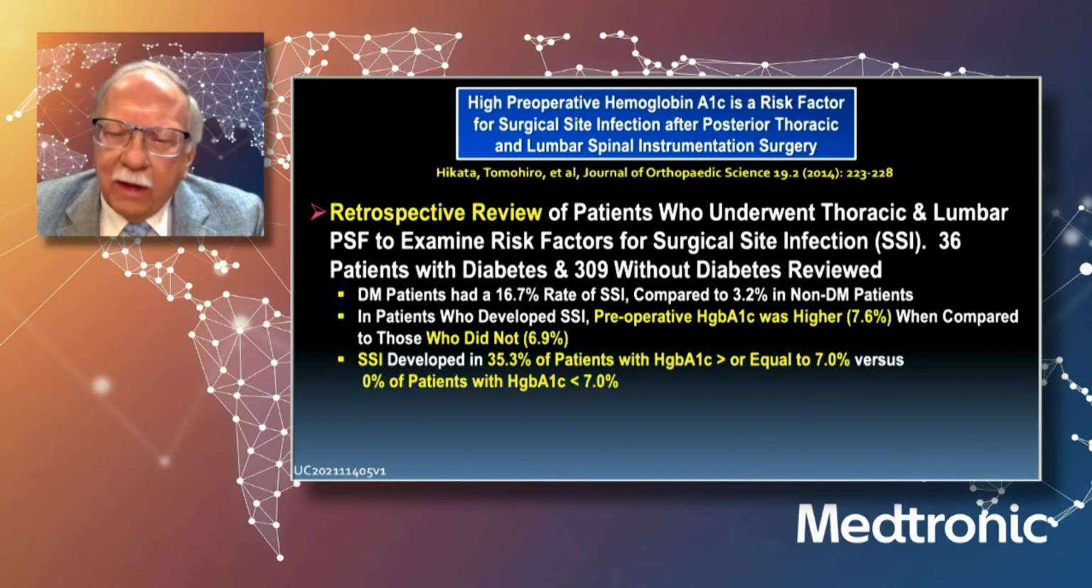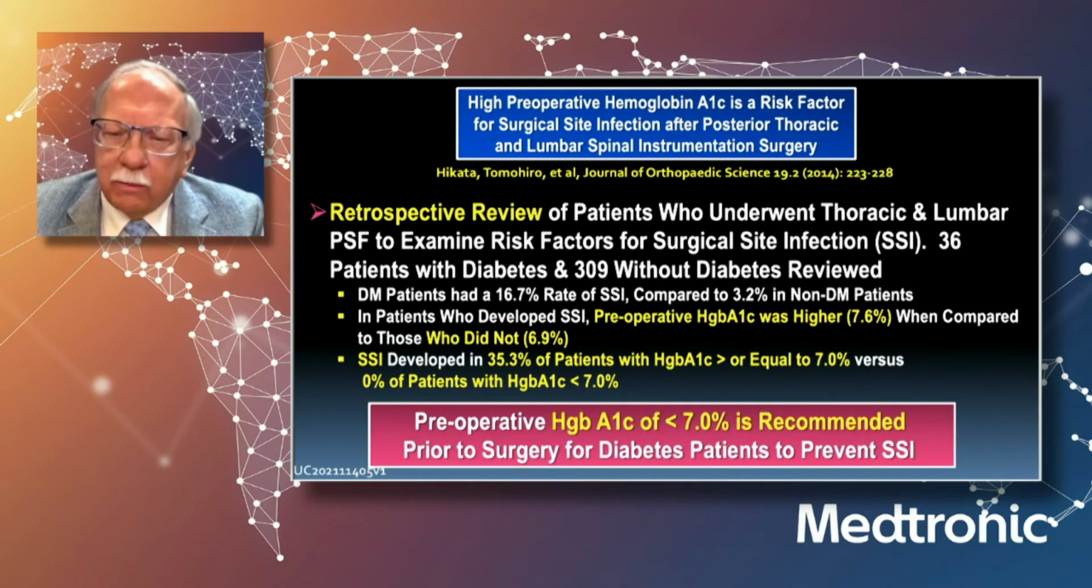Hikata, and it basically set the standard for the fact that you want to have an A1C that is at least 7 or below. And this will really dramatically decrease the postoperative SSIs that you get. So that's something that should be addressed preoperatively in every case if you can, short of an emergency.